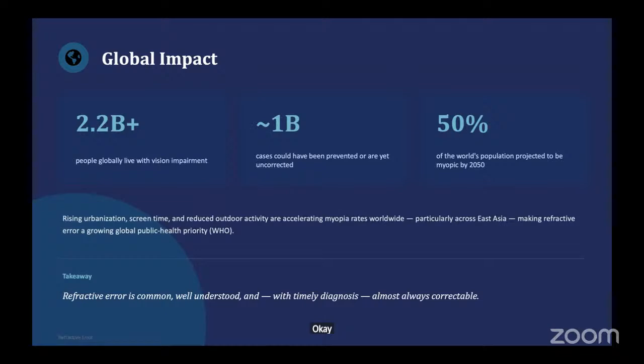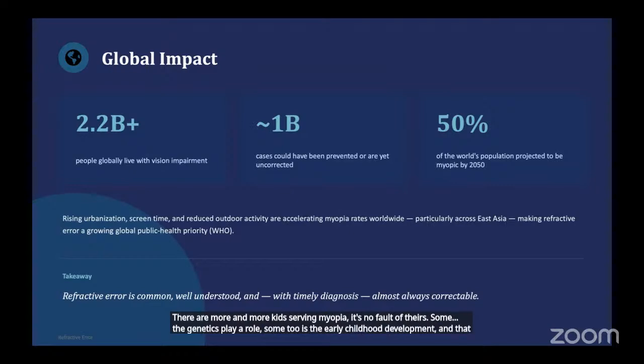There is a global increase in myopia. It's being felt in many, many countries, not just in Ghana. It's because of the advent of phones and tablets, which we didn't have in previous years. So there are more and more kids having myopia, and it's no fault of theirs. Genetics play a role in some, and early childhood development is also a major factor.